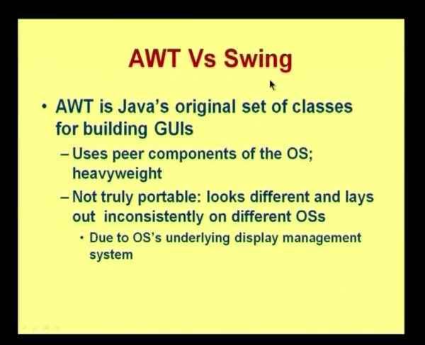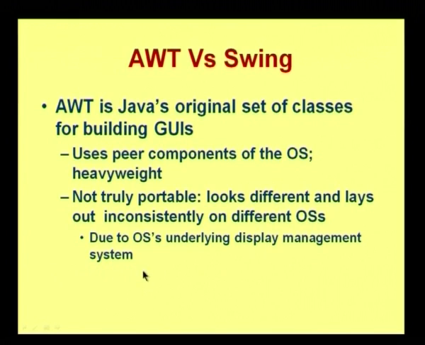First, we will have a look at the difference between AWT and Swing. What is Swing? AWT is Java's original set of classes for building GUIs. This AWT comes along with your JDK package. This uses pure components of the OS, that is, heavyweight components.